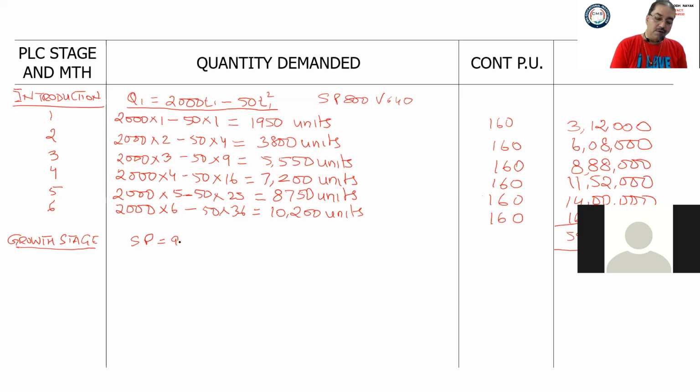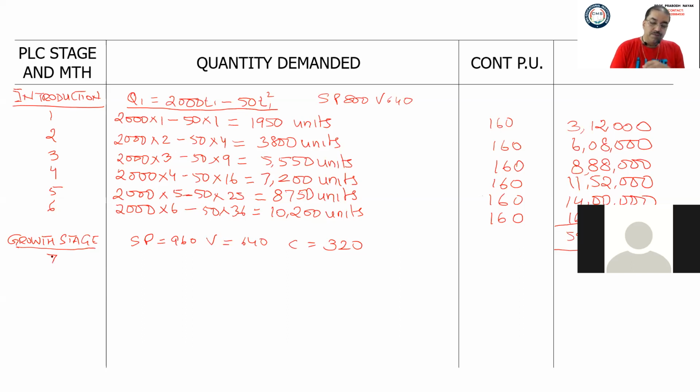New selling price is 960, sir. But what is variable cost? It will remain the same, sir. So what is contribution then? It is going to be 320. Correct? Yes or no? Correct now? Fine. Now, month number 7, the month continues.